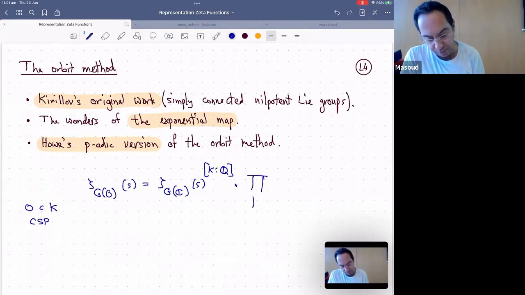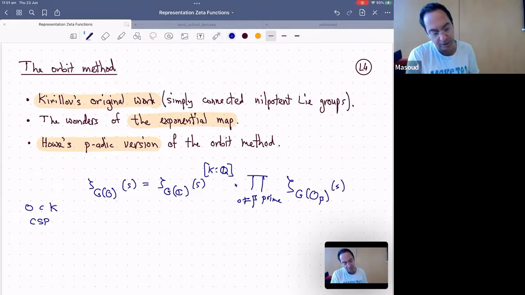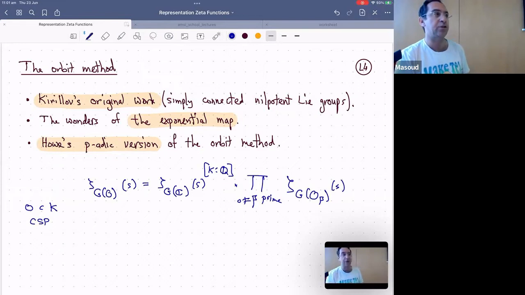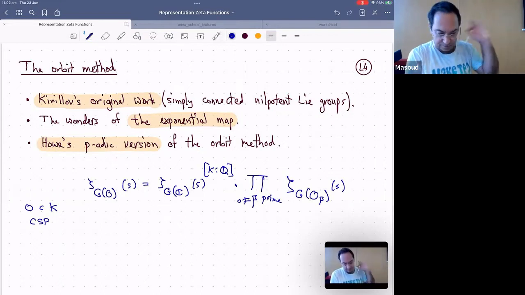So here we have the product over all the prime ideals, and then the zeta function of the completion at the prime P. And there are many adjectives attached to G. G should be semi-simple, simply connected, connected. And these I just didn't go into. You just pick your favorite group.